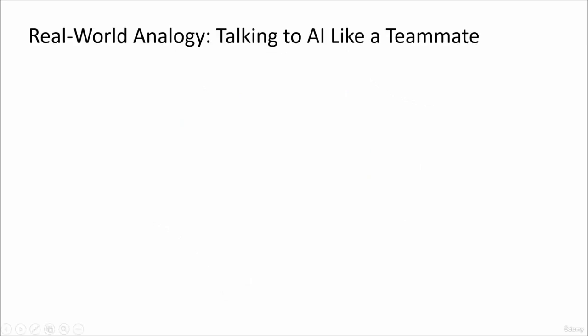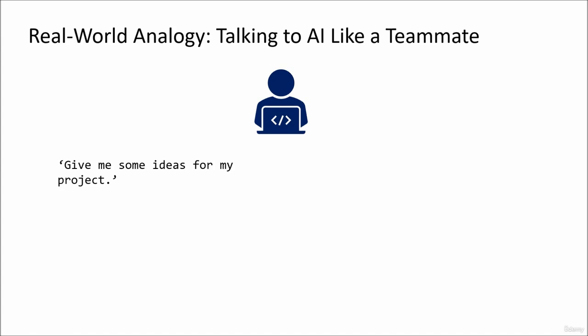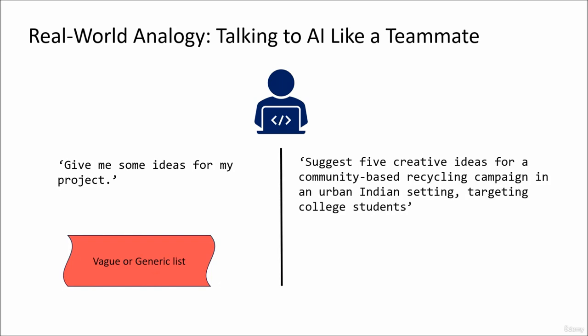Here's a simple way to think about it. Prompting an AI is like briefing a very smart intern. This intern is fast, knowledgeable, creative, but also a little naive. It doesn't always know what you want unless you spell it out clearly. If you say, "Give me some ideas for my project," you'll probably get a vague or generic list. But if you say, "Suggest 5 creative ideas for a community-based recycling campaign in an urban Indian setting targeting college students," now you get a focused, usable output. That's prompt engineering. It's like talking to a machine like a teammate where you learn to give better directions.